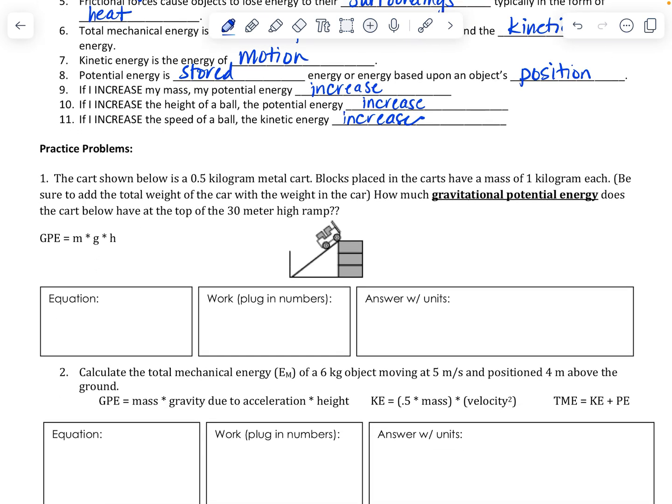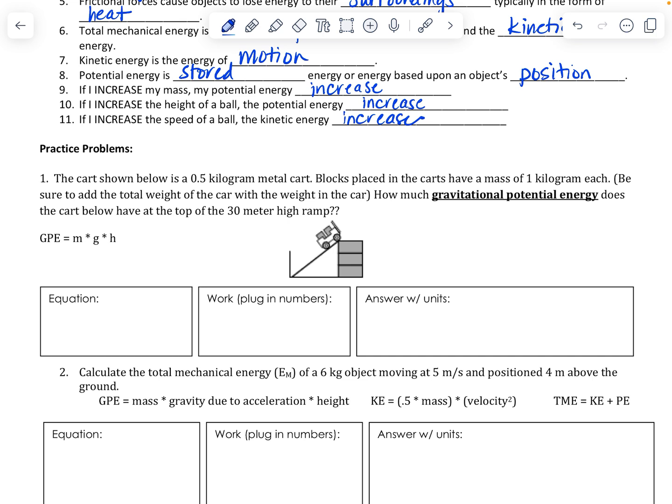Okay, lots of problems in this unit. The cart shown below is a 0.5 kilogram metal cart. Blocks placed in the cart have a mass of 1 kilogram each. Be sure to add the total weight of the cart with the weight in the cart. How much gravitational potential energy does the cart below have at the top of the 30-meter high ramp?